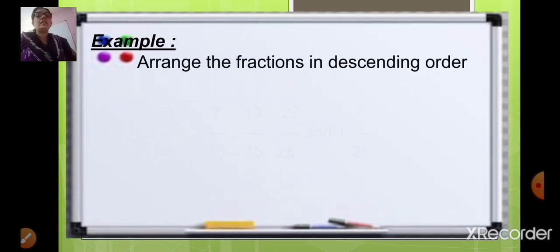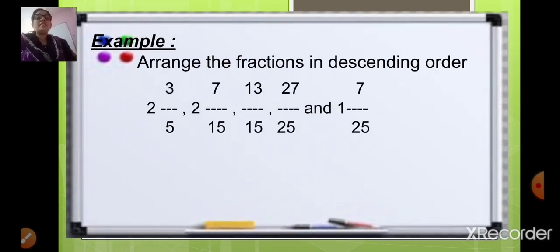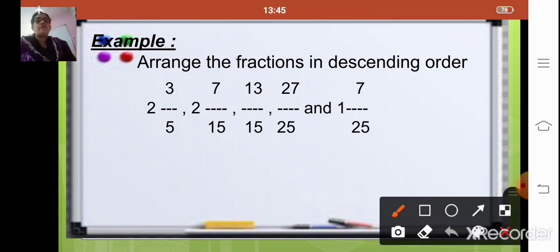Here is an example for you. Just see carefully, children. Here there are some mixed fractions as well as improper fractions. The first fraction is 2 3 upon 5. The second one is 2 7 upon 15. Then we have 13 upon 15, which is a proper fraction. Then 27 upon 25 and 1 7 upon 25. So there is a mixture of proper, improper and mixed fractions.